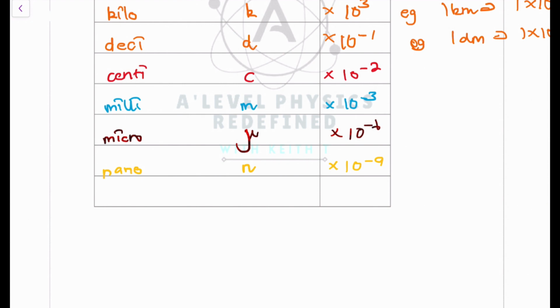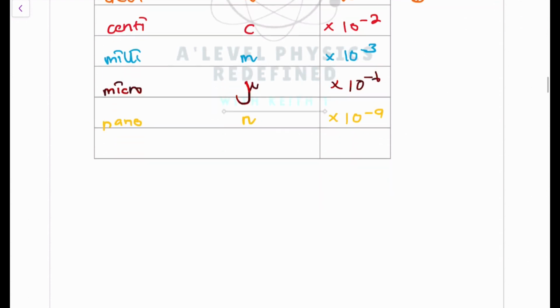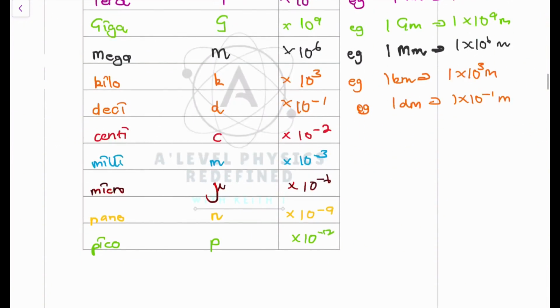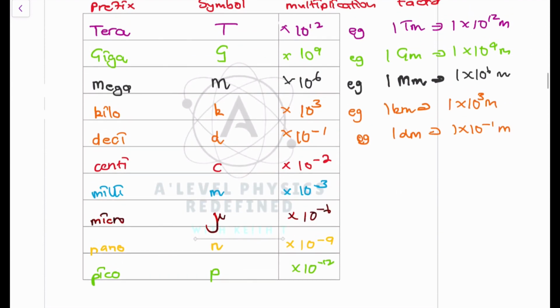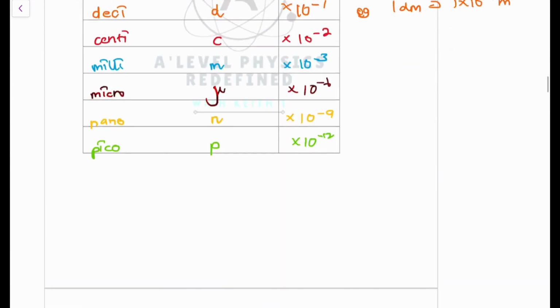So prefixes really help make life a lot easier and a lot simpler and a little bit less complicated as well. Very important. Then the last one that we have on our list is pico. Pico is a small letter p, and it's times 10 to the power of negative 12. The same thing: you've hidden a lot of zeros by just saying pico. I hope that makes sense.